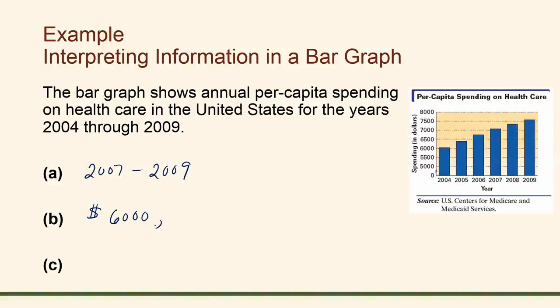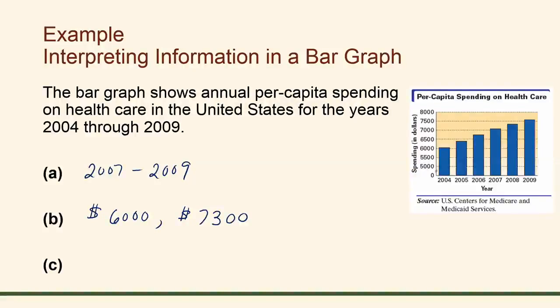What about the year 2008? Again, we'll go up to the 2008 bar, and we're seeing it's right about here. So it looks to be a little bit more than halfway between 7,000 and 7,500. So that's 7,250, and we're a little bit more than that. So a good estimation would be $7,300.